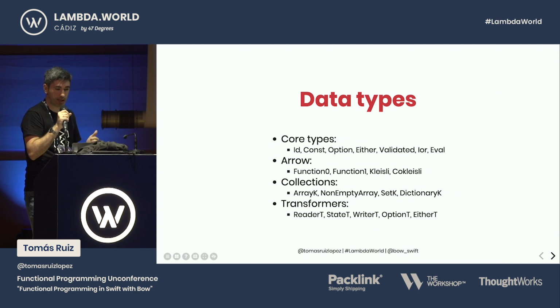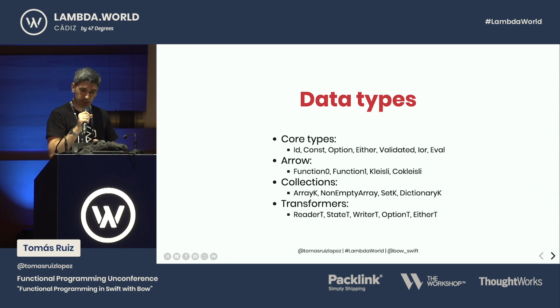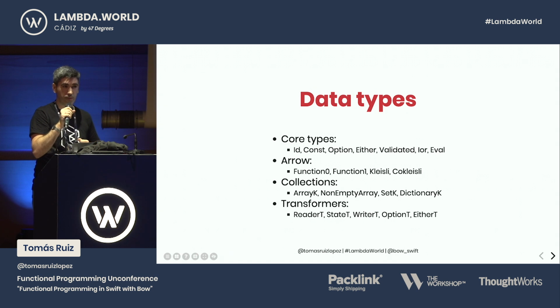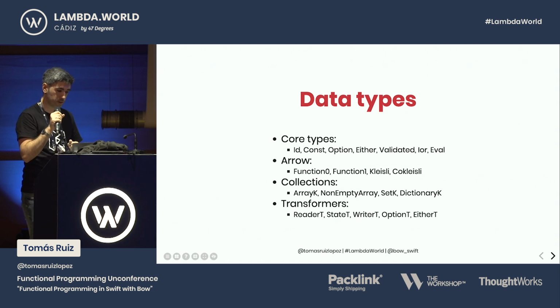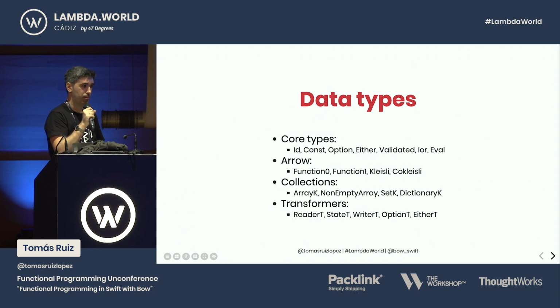Instances for these type classes are provided for all the data types in the core module. So we have simple data types like Id, Const, Option, Either, etc. We have types modeling functions or Kleisli functions. We have data types for collections, we have transformers, and all of them have been built with the emulation for higher kinded types that we did.